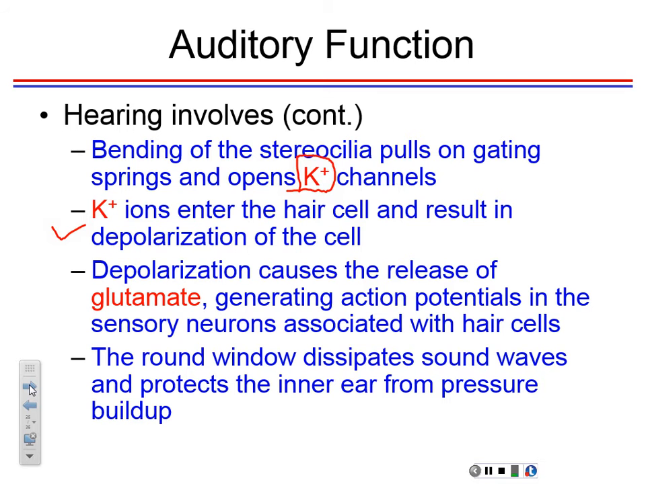And then, of course, the round window will dissipate the sound waves so that we do not hinder the incoming waves. But at least you understand how the gates open up and how you generate the action potential, right? The neurotransmitter in this case is glutamate. Glutamate is an amino acid, and it's also a neurotransmitter, just like acetylcholine. That's the neurotransmitter that is used in this situation.